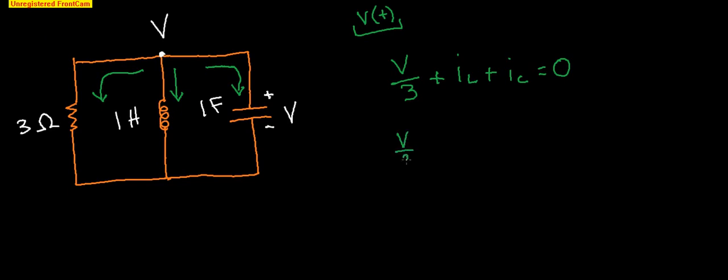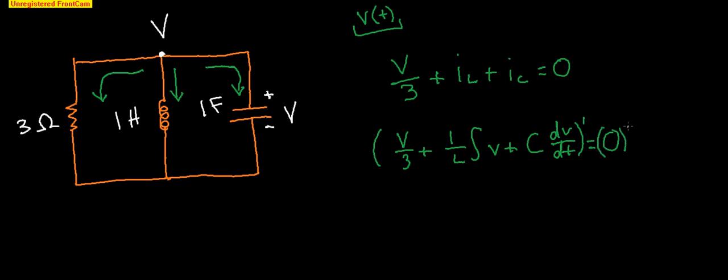Our equation becomes V over 3 plus 1 over L times the integral of V plus C dV on dt. This is equal to 0. So let's take the derivative of this entire thing so that it's a second order differential equation. Prime this. So this will be 1/3 dV on dt plus 1 over L times V plus C times the second derivative of the voltage over time. This is all equal to 0.